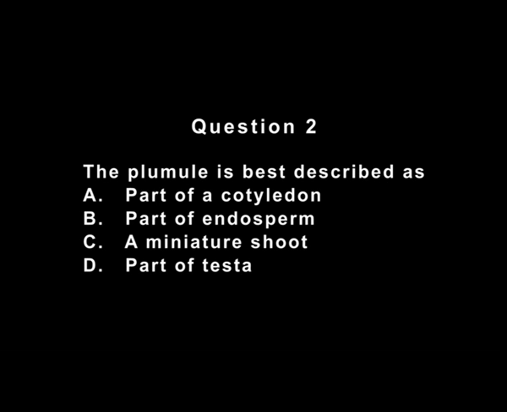Number 2. The plumule is best described as A, part of a cotyledon, B, part of endosperm, C, a miniature shoot, and D, part of testa. Now, plumule describes the part of an embryo in a seed. Embryo is made up of plumule and radicle. Radicle grows into the soil to form the root, while the plumule grows into the air or the atmosphere to form the shoot. So with that, we can now pick our answer.